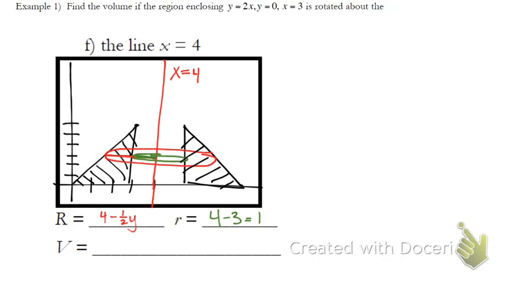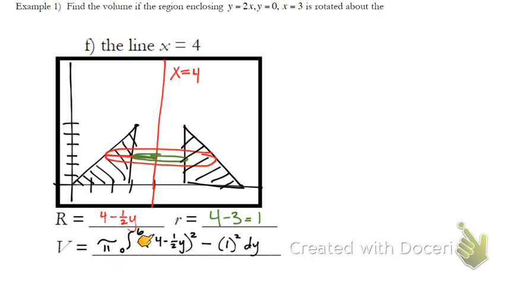If I put this into my volume formula, I have pi times the integral. My lower limit of integration is 0. My upper limit of integration is 6. And again, those are all in terms of y, the bottom to the top. My outside radius is 4 minus 1/2 y, quantity squared. My inside radius, and again we're subtracting it because I want to take away that volume that's gone, my inside radius is 1 squared dy.